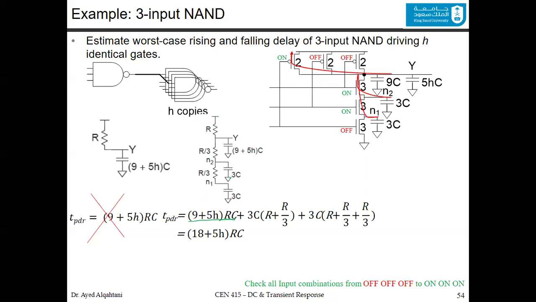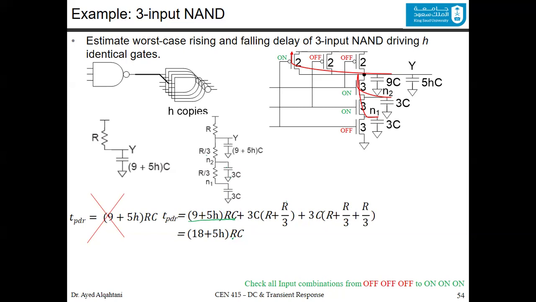You have the other one, which is this 3C going through two resistances, R plus R over 3. And the last one going through three resistances, R plus R over 3 plus R over 3 plus R over 3. We got this by checking all the input combinations from off to on, with some intuition because we are smart, let's say. Now you can simplify this, and you should always simplify by finding the amount multiplied by R.